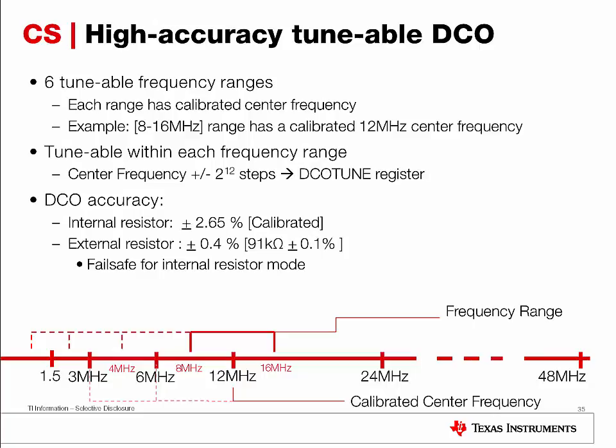So first off, the DCO still provides 6 pre-calibrated frequencies, starting at 1.5, 3, 6, all the way to 48 MHz.